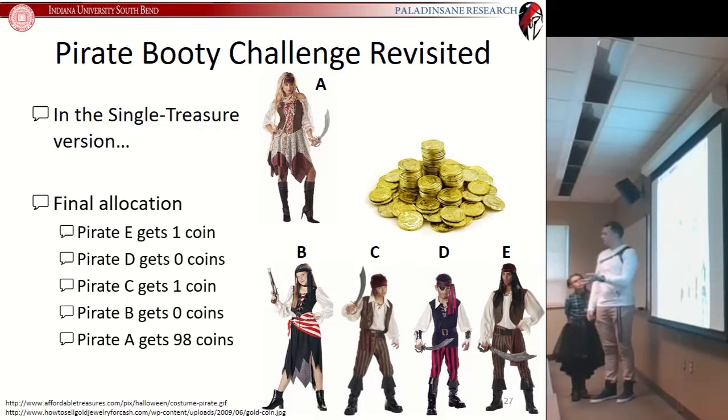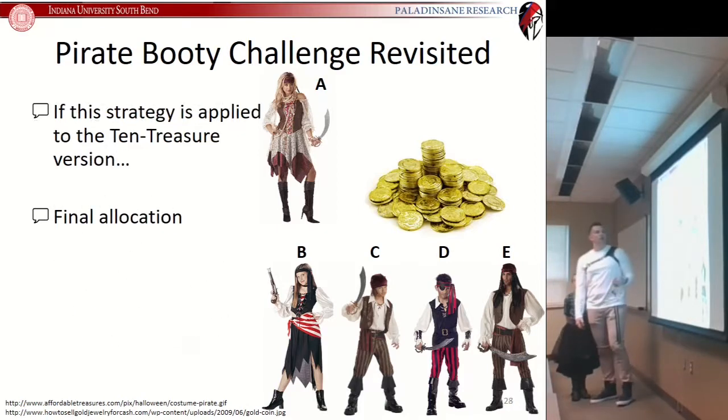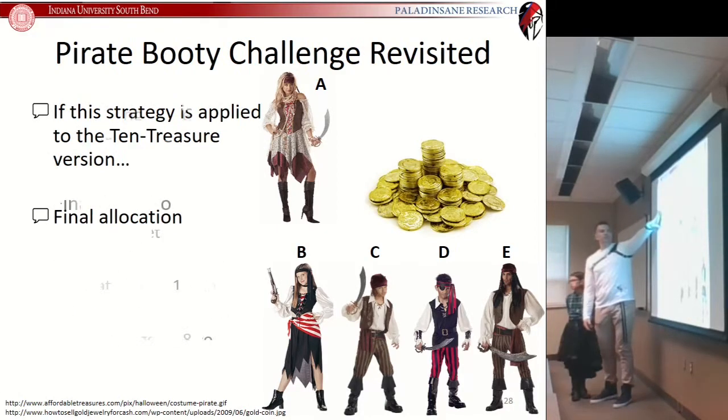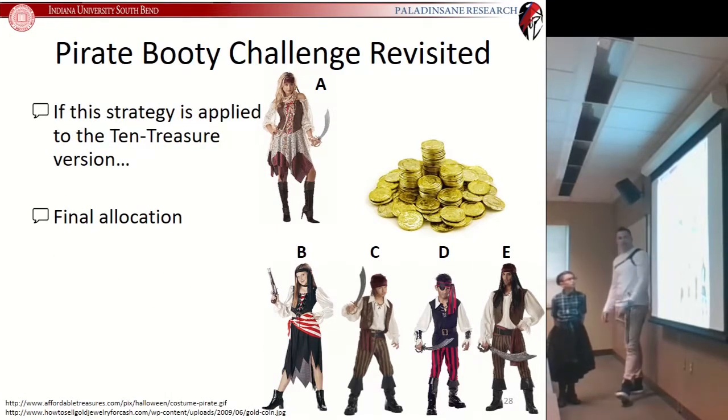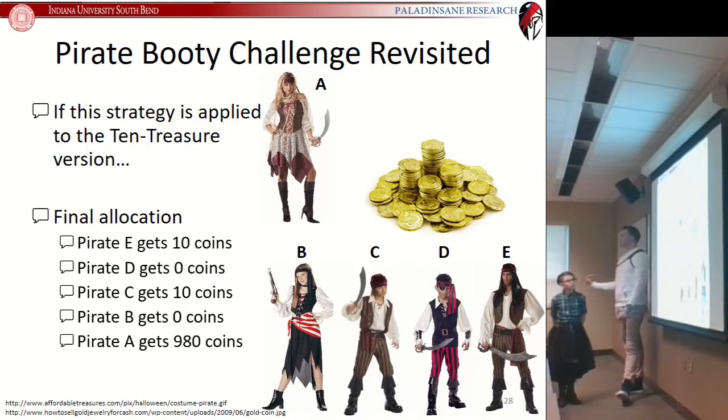However, we're now doing 10 runs, 10 allocations. So if this single treasure version is applied to the 10 treasure version, then notice your final allocation is Pirate E is going to get 10 coins, Pirate D gets 0, C gets 10, B gets 0, and Pirate A runs off with 980 coins.